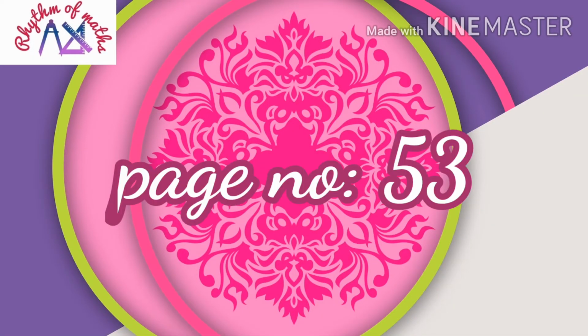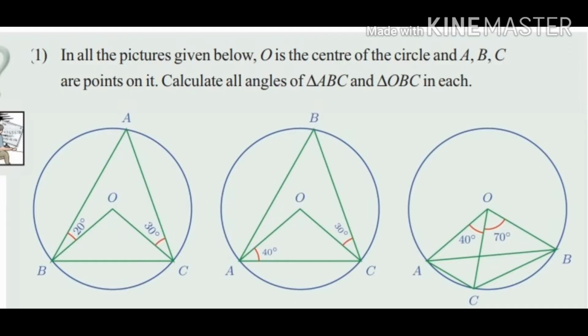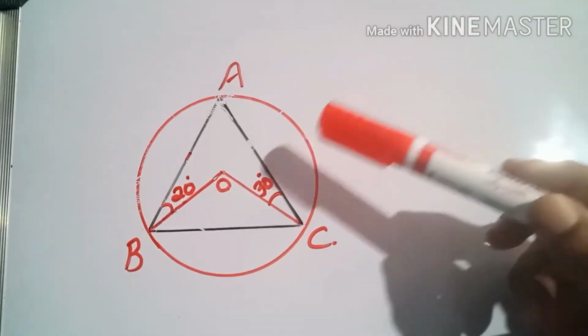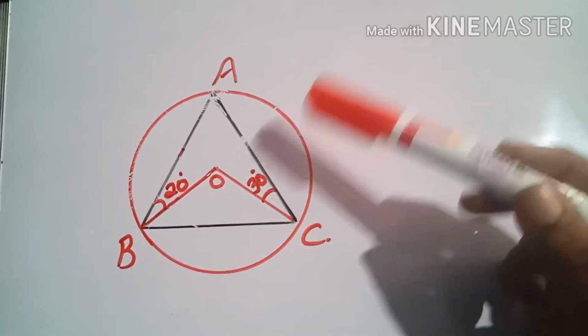Page number 53, first question. Here is your question. In all the pictures given below, O is the center of the circle and A, B, C are points on it. Calculate all the angles of triangle ABC and triangle OBC in each. 3 figures are given. Let's start from the first figure. This is the first sub question.